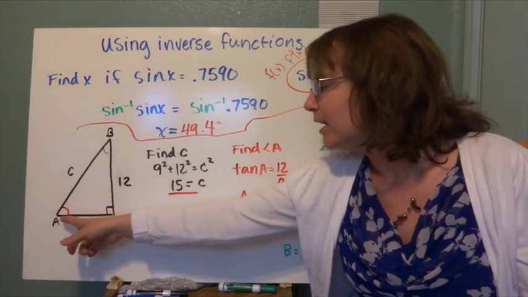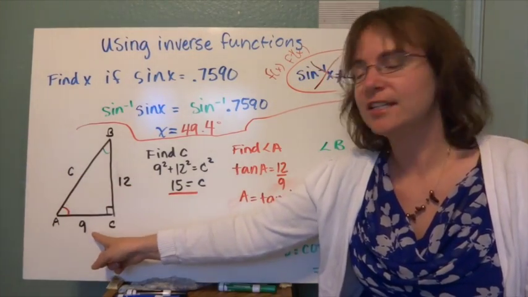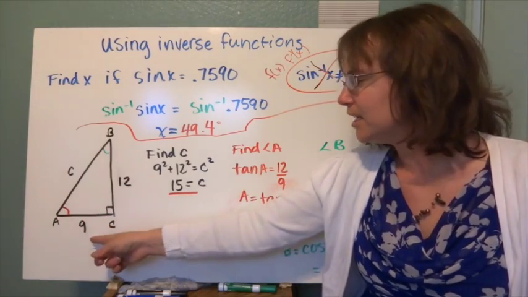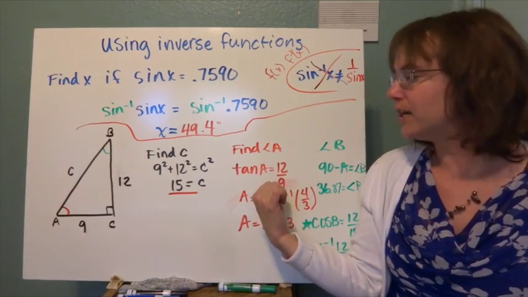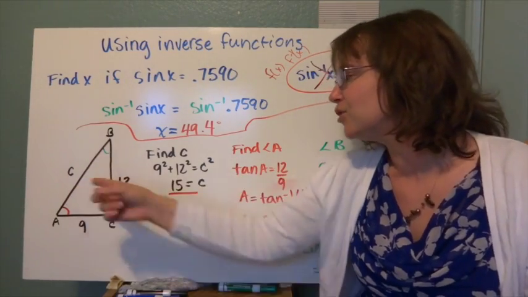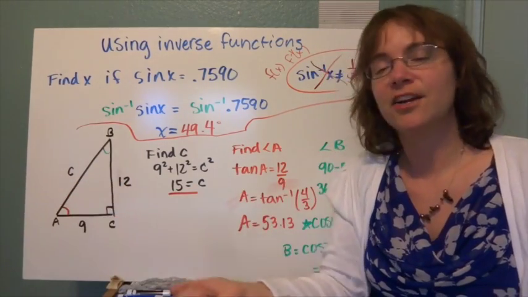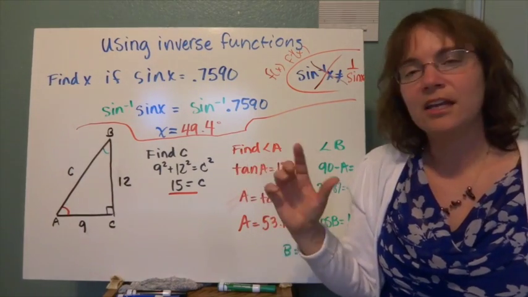So right here, if we ignore C, we know the opposite and we know the adjacent of this angle A. Opposite over adjacent reminds us of tangent. So the tangent of A equals 12 over 9. We can also do this using C since we solved for C, and we could use the hypotenuse in either sine or cosine of A, but we're just going to use tangent of A here. It will work either way.